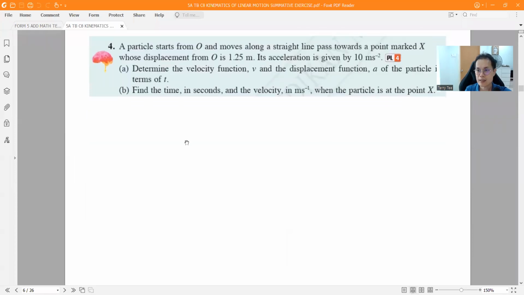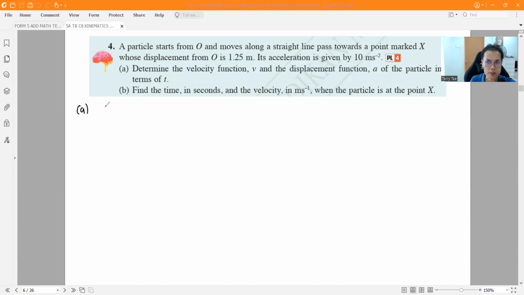A particle starts from O, moves along a straight line, passing through a point marked with x. The displacement from point O is 1.25. Acceleration is given by 10 meters per second squared. So determine the velocity function and displacement function. Okay, if you already know your acceleration is 10, that means you travel with a constant acceleration, we need to find the velocity function. We can do that by integrating your acceleration. So this will be 10t plus c.